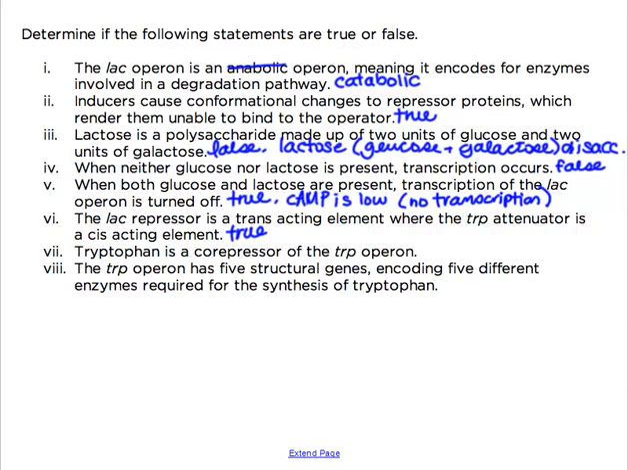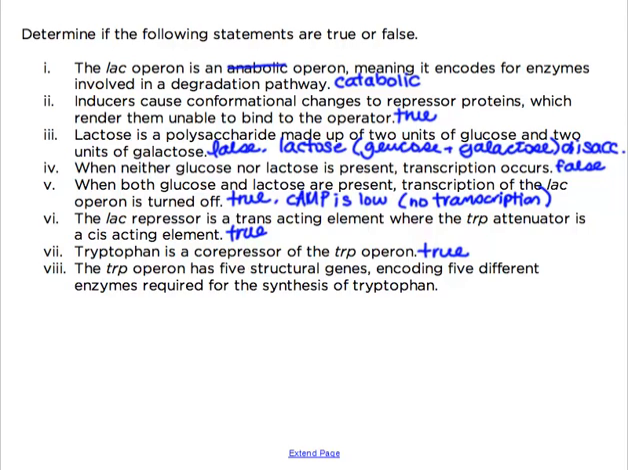7. Tryptophan is a co-repressor of the TRP operon, and this is also true. When excess tryptophan levels are in the cell, it binds the repressor protein, which activates it and therefore turns off transcription of the operator. So we call tryptophan a co-repressor.